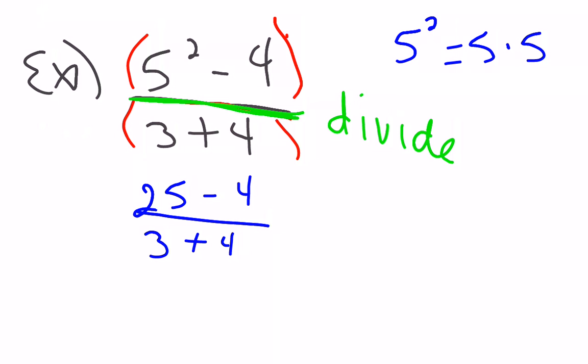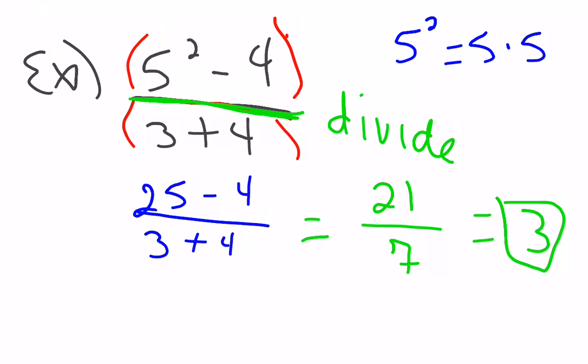So on the top, we have subtraction. So we have to do 25 minus 4. That gives us 21. And on the bottom, we have 3 plus 4, which is 7. Now we can do the division. So it's 21 divided by 7, and that gives us 3.